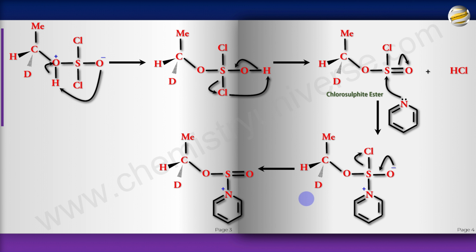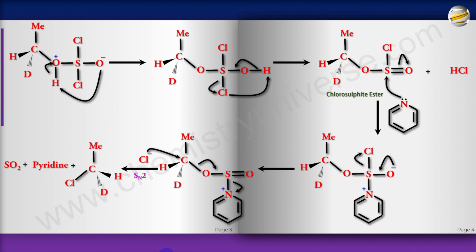And now since you have a free Cl minus, the Cl minus now does SN2 on this carbon. So the Cl minus attacks this carbon and the bond between C and O becomes the bond between S and O, and the bond between S and N breaks in favor of N, and pyridine is lost again. So pyridine is actually acting as a catalyst. And what do you get? You get Cl attached from the opposite side, you get SO2 and you get pyridine back.